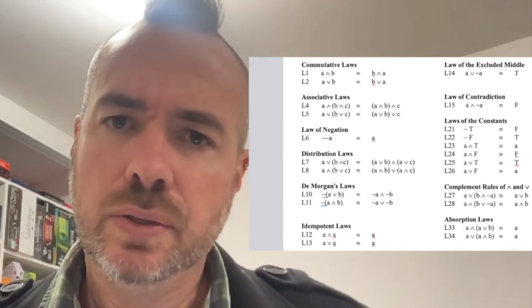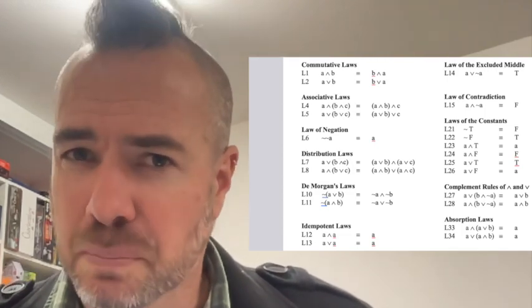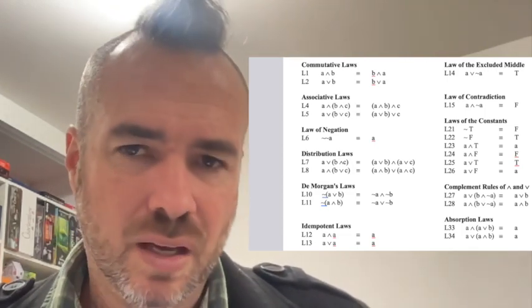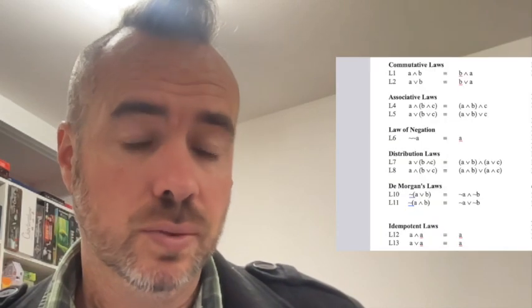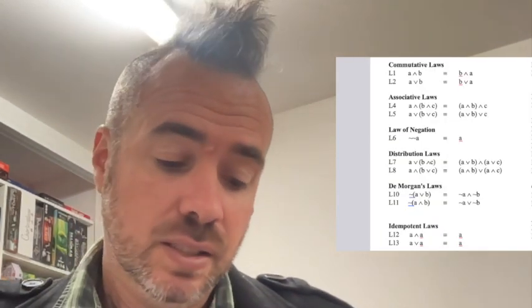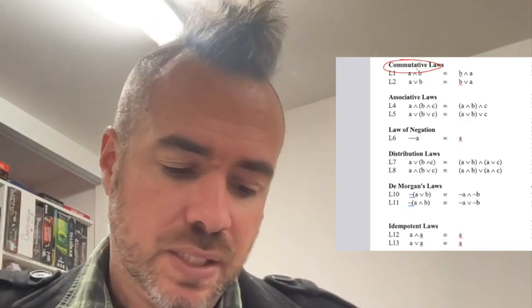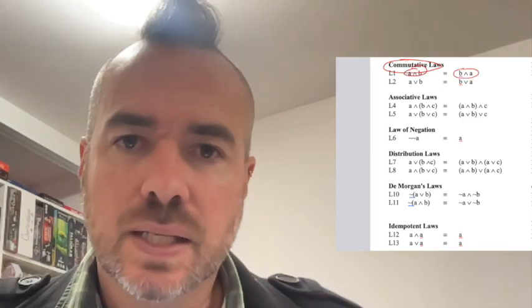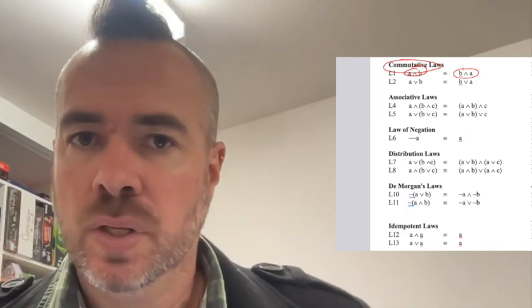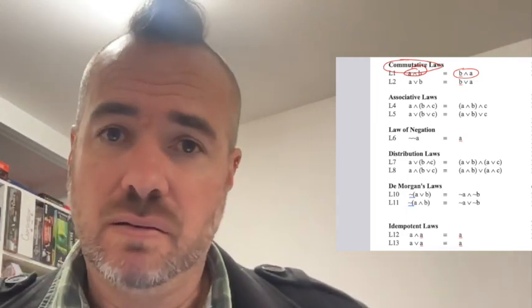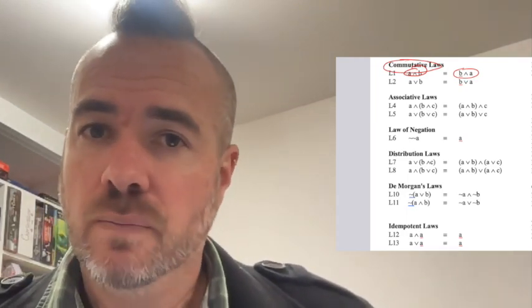It's important to note that some of these laws are so simple that they're obvious, but we still want to state them anyway so that when you're using them, you've got a way of referring to which law you're using. The first of these that is incredibly simple are the commutative laws. This tells us that A and B is the same as B and A. That's pretty obvious. It makes sense that it doesn't matter which order they go in.